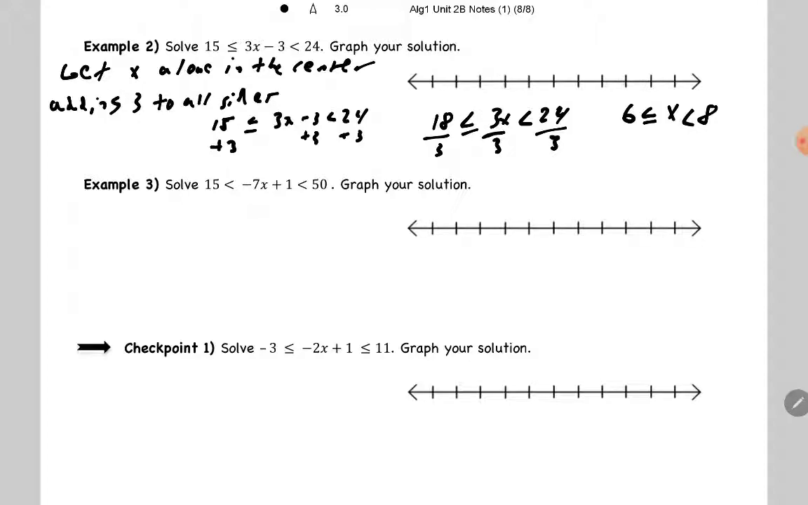So x is in between these two numbers. Let's call this 6 and that 8. So I have a closed dot here and an open dot here. We know x is smaller than 8 but bigger than 6.